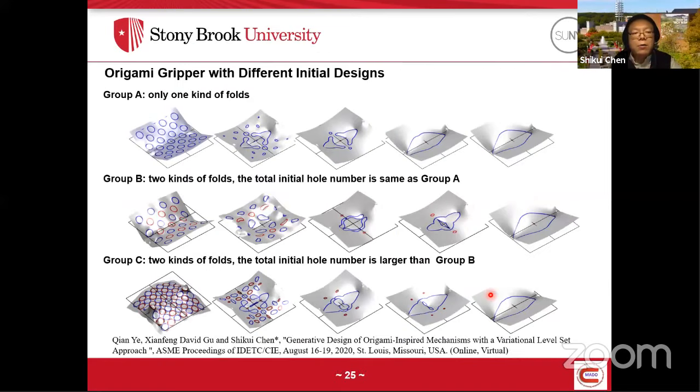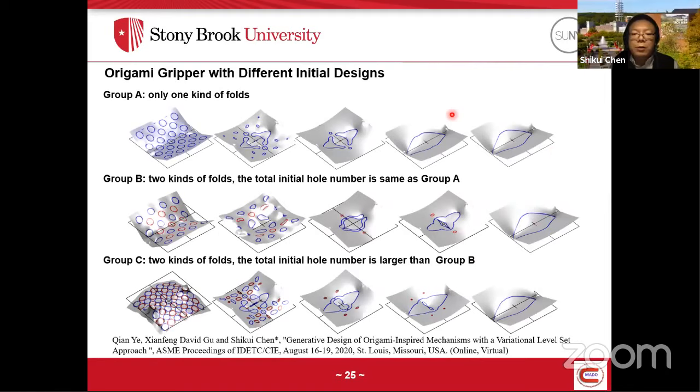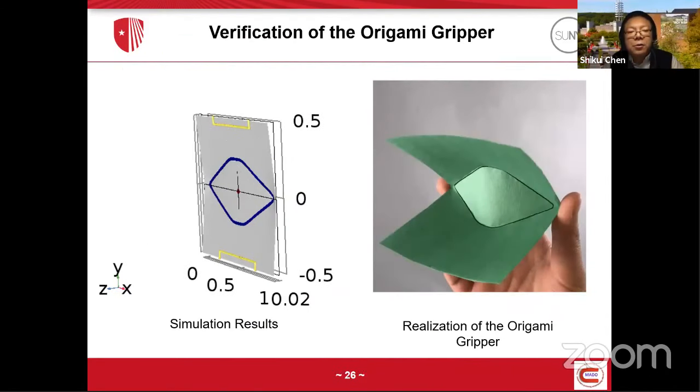We also start from different initial designs. We categorize our designs into three groups. In the first group, there's only one fold, because in origami design there are two kinds of fold, either folding up or folding down, a mountain fold or a valley fold. In the second group, we have two kinds of fold. The blue fold is the mountain fold, the red fold is the valley fold, so the folding direction is different. In the third group, we have two kinds of folds, but the lambda is different. Very interestingly, the final designs look quite similar. They converge to a similar optimized design.